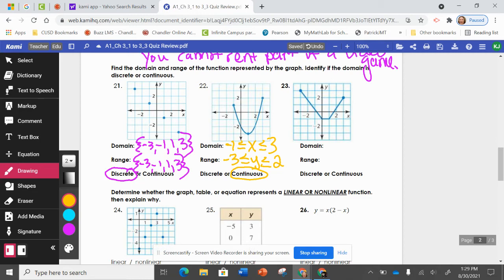For 23, again, these dots are connected. So that makes this a continuous domain. Our domain starts over on the left at negative 3. And on the right, it stops at positive 3. Range, lowest to highest. Our lowest y value is here at negative 1. And our highest y value, yes, there's a 2, but there's this one over here that's even higher, and that's at y is equal to 3.